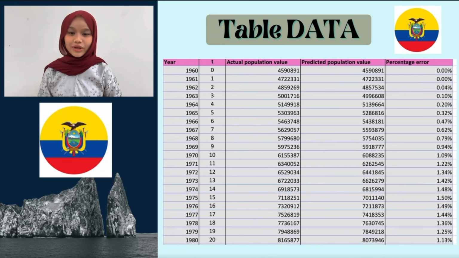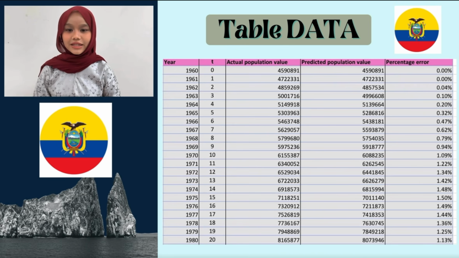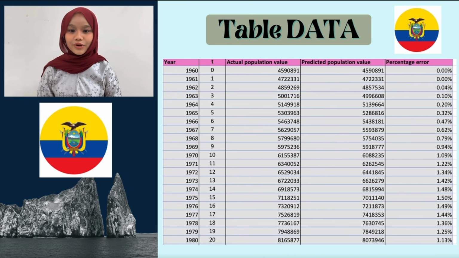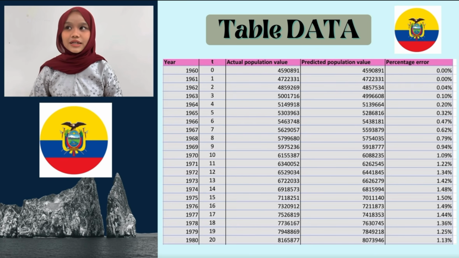From the table, we have Ecuador's population data, which we obtained from World Bank's open data. We take from 1960 to 1980, and we also calculate the predicted population value from the Malthusian model equation. We also calculate the percentage error of each of the data from 1960 to 1980.